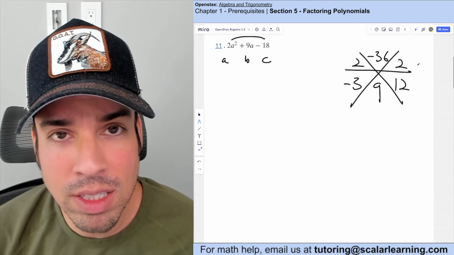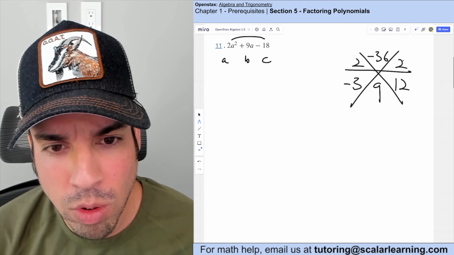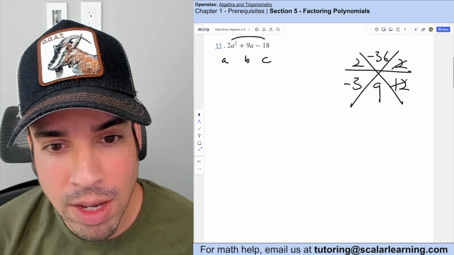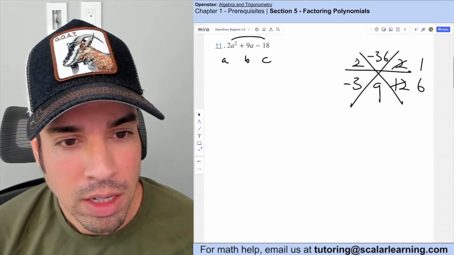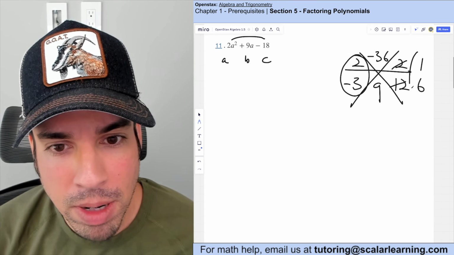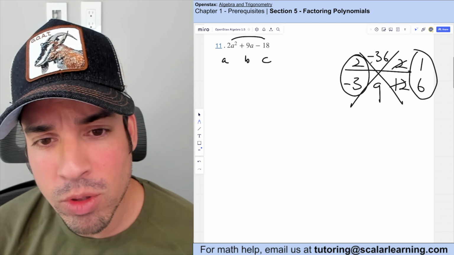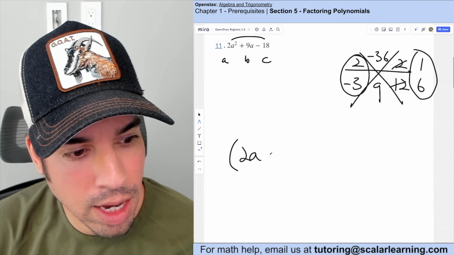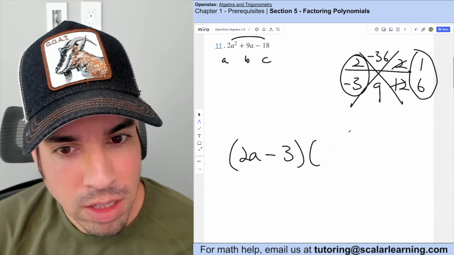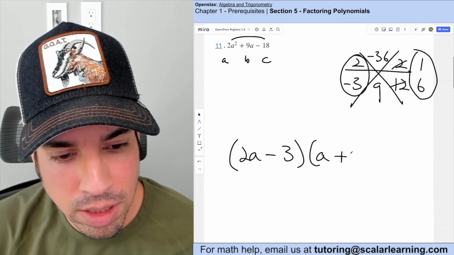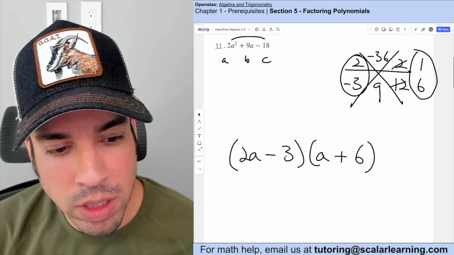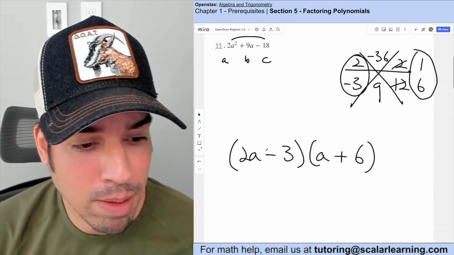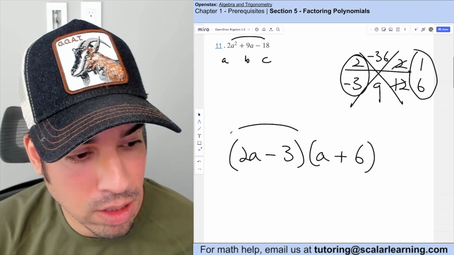Then I'm going to reduce these if possible. I can reduce the 2 and the 12, divide them both by 2, and I've got 1 and 6. Now I've got binomial 1 and binomial 2, and the top number is going to be paired with the variable. So now it's going to look like 2a minus 3 times 1a, or just a, plus 6. And by the way, the ordering of these binomials doesn't matter. You could put a plus 6 first or second. So this is the winner.